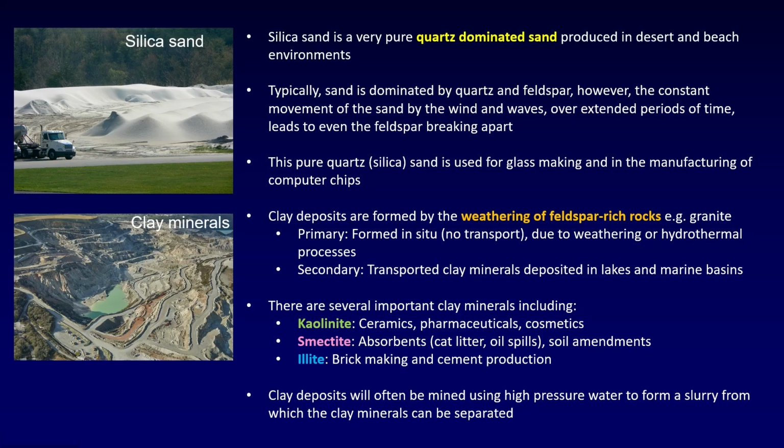Now, there are several important clay minerals, and 3 of the most important are kaolinite, smectite, and illite. So in the case of kaolinite, it's used in ceramics, it's used in pharmaceuticals, and it's used in cosmetics. In the case of smectite, it's an absorbent, so it's used in things like cat litter and for oil spills. It's also used for soil amendment. It's quite good at taking a very clay-rich soil and breaking it up a bit and making it drain better. And then you have illite. Illite is primarily used in brick making and cement production.